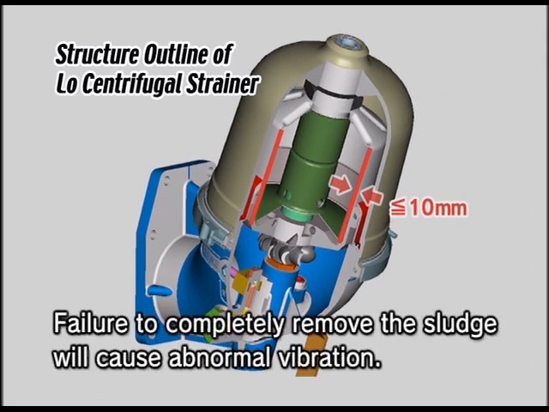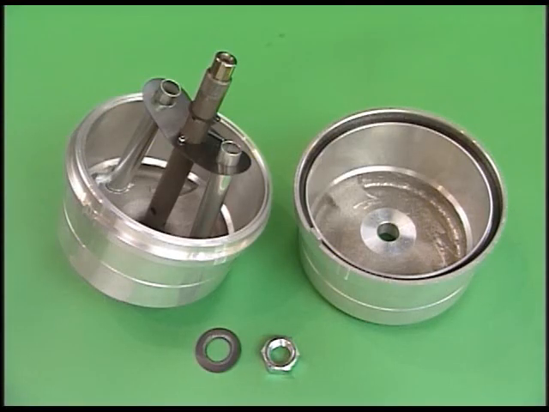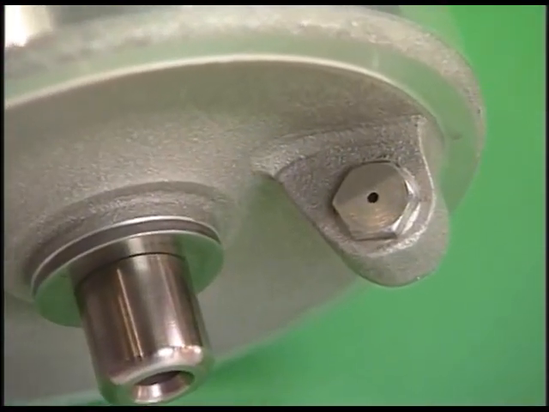Remove the sludge on the inside wall of the rotor. If the thickness of sludge deposition is over 10 millimeters, the effect of the cleaning will not be produced. Clean the rotor body and rotor cover. Check for the clogging of the nozzle.